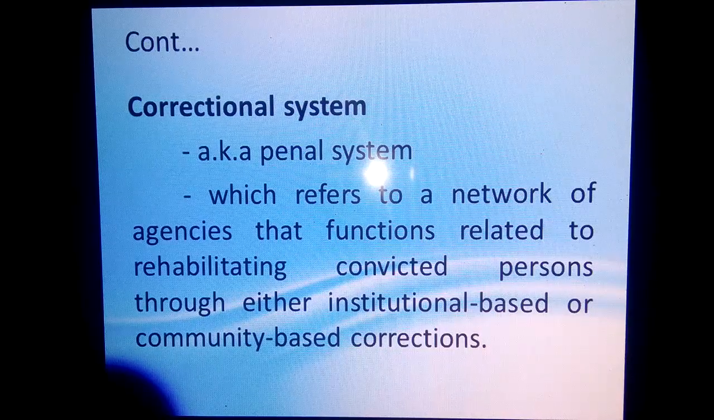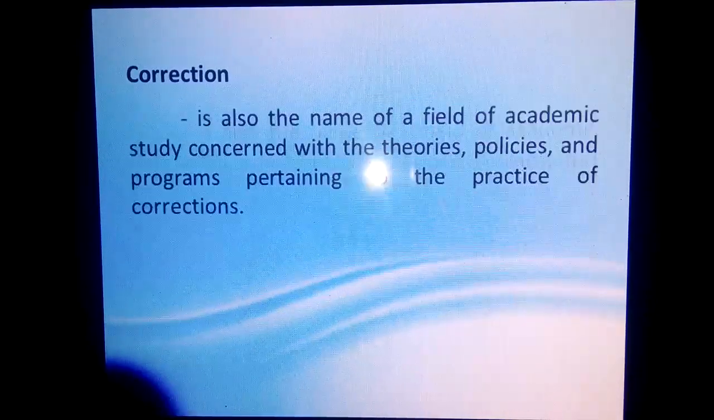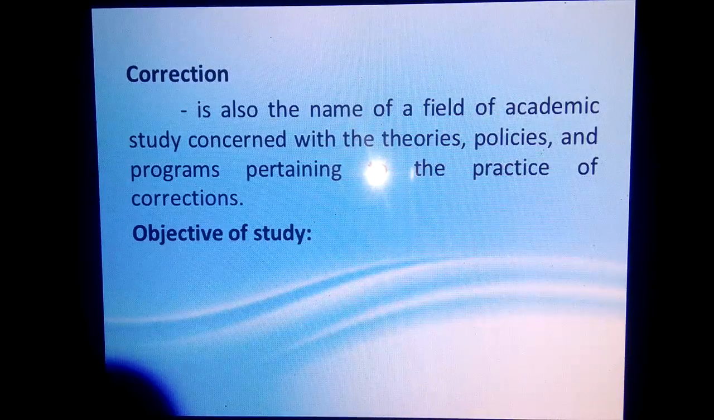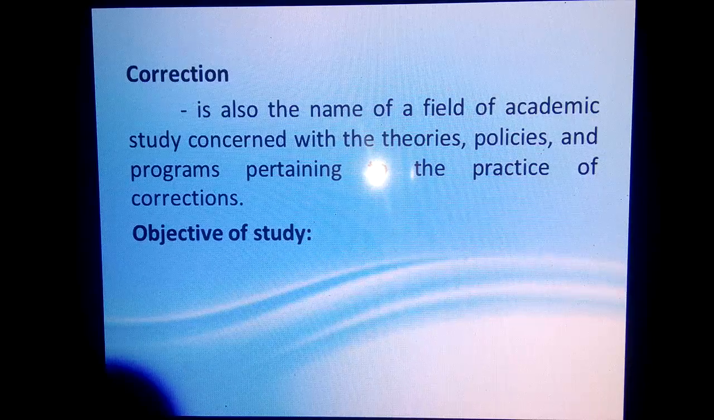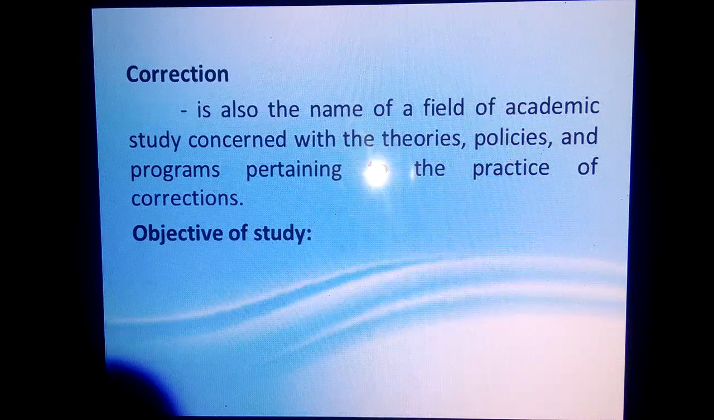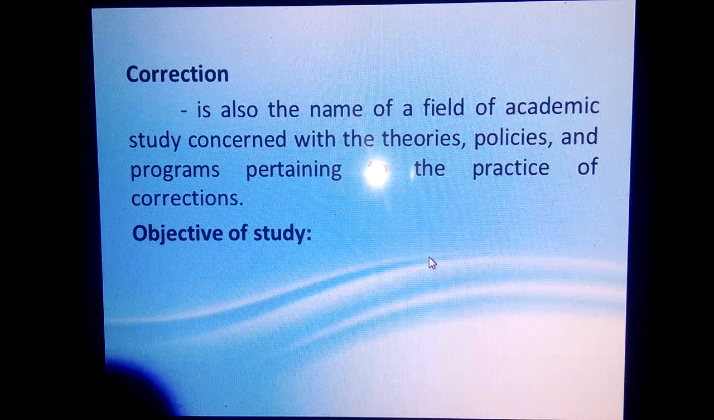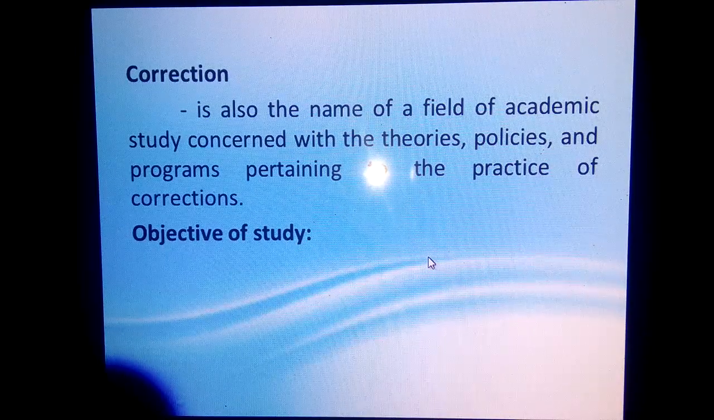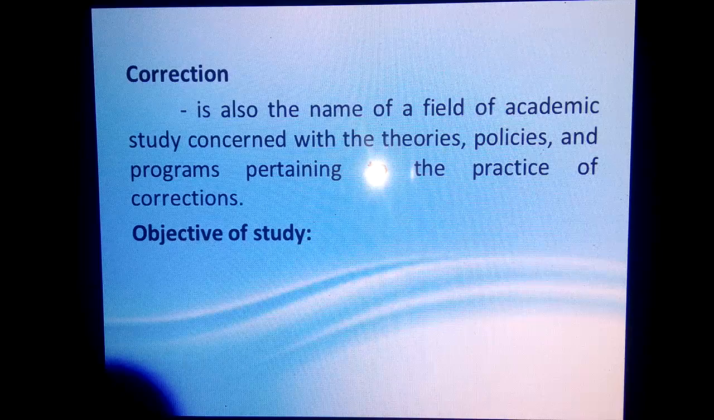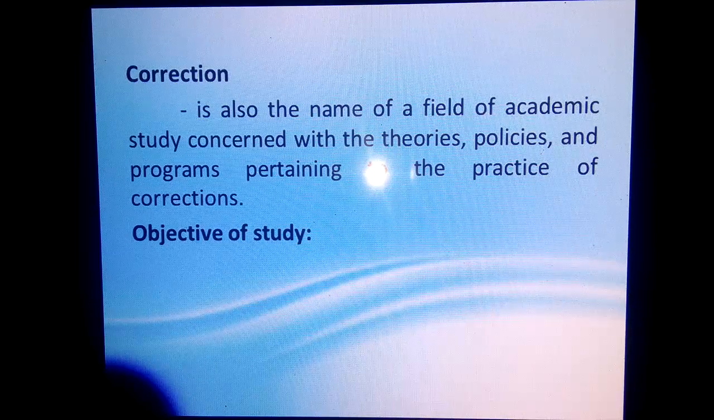So let's move on. We have the term here, correction or corrections. It is also the name of a field of academic study concerned with the theories, policies, and programs pertaining to the practice of corrections. So meaning to say, it is also the field of those academicians and scholars who conduct research and studies pertaining to the practice of corrections, with concern to theories, policies, and programs.